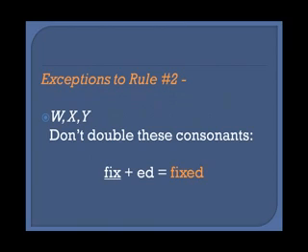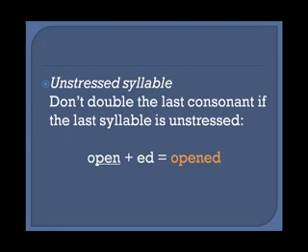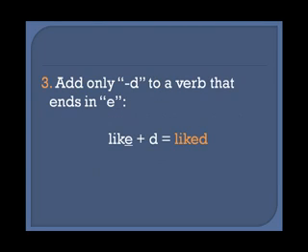There are a couple of exceptions to rule number 2. First, don't double the consonants w, x, y. For example, in fixed, we only write one x. The second exception is with unstressed syllables. Don't double the last consonant if the last syllable is unstressed. For example, in open, the stress is on the first syllable, so you do not double the n. Rule 3. Add only d to a verb that ends in e. For example, we'll add d to like and get liked.